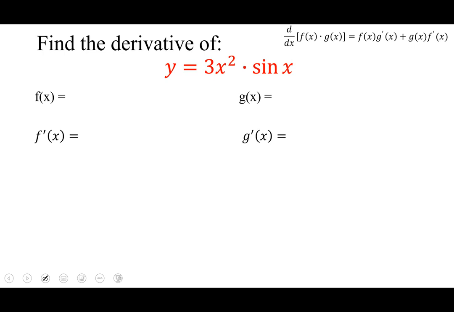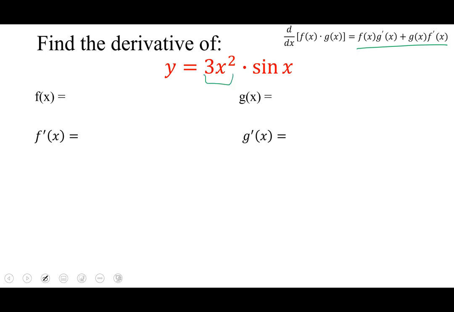Find the derivative of y equals 3x squared times the sine of x. The number one mistake that people make on this test, and I'm sure some of you are going to make it, is they're like, oh, let's just take the derivative of 3x squared and then take the derivative of sine. That is not a thing. You do not get to make up your own rules. You have to follow the rules that the mathematicians have made and proved and worked for years and years and years.